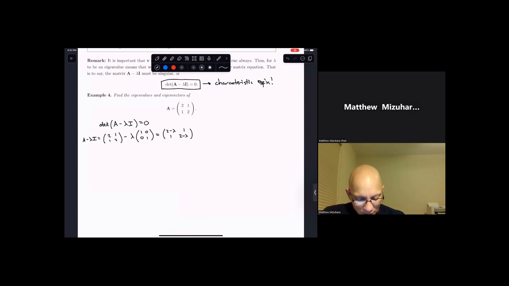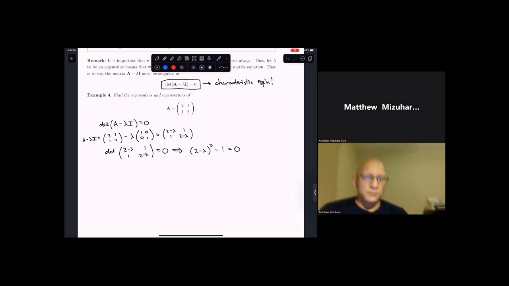And so what I need is to set up my characteristic equation. I need the determinant of this matrix, 2 minus lambda, 1, 1, 2 minus lambda, set equal to 0, and solve for the lambdas that make this happen. Of course, we have a really nice way of calculating determinants for 2 by 2s, this sort of cross multiplication idea. And so I can calculate the determinant by just doing 2 minus lambda times 2 minus lambda. So that's 2 minus lambda squared, minus 1 times 1, that's 1, and set that equal to 0.